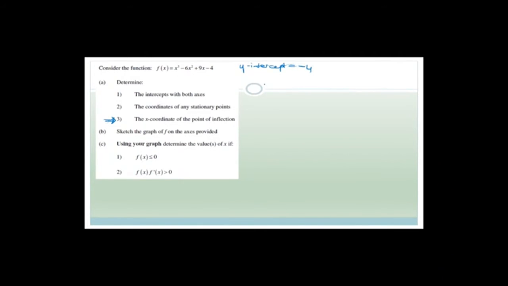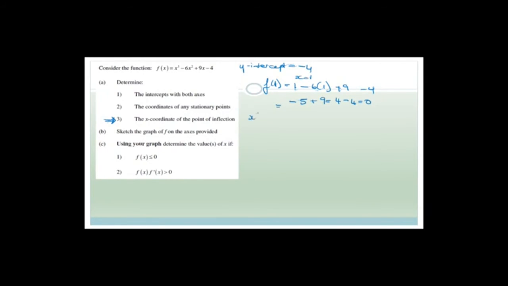So I'm going to try 1. So f of 1 is going to be 1 minus 6 times 1 plus 9 minus 4. Okay. So 1 minus 6 is minus 5. Then we plus 9 and we get 9 minus 5 is 4. And then minus 4 is equal to 0. Yay! So x equals 1 definitely works. So now we need to solve for this.